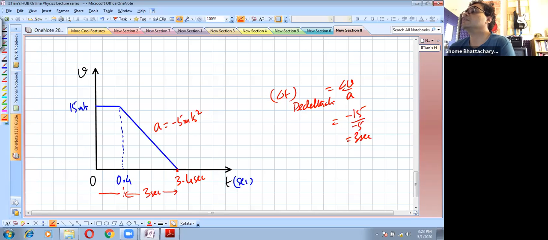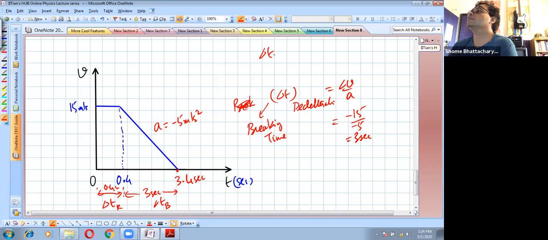Whereas this interval of time was 0.4 seconds. So this is his delta t for reaction time, and this is his delta t for the actual braking time. This is braking. Whereas delta t for the reaction time, that is 0.4. Those are these two things.